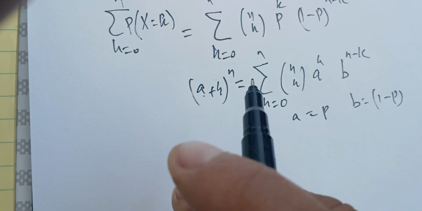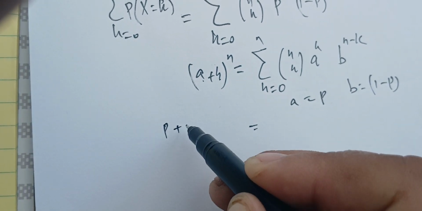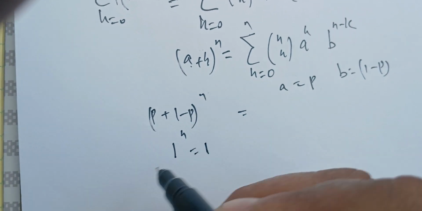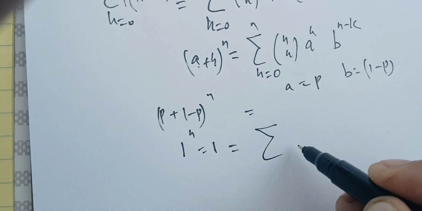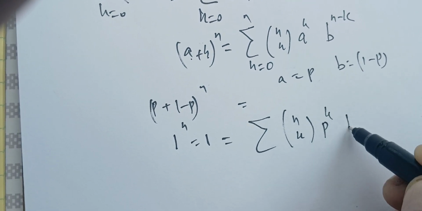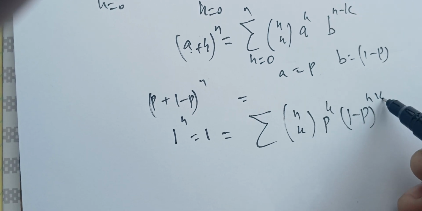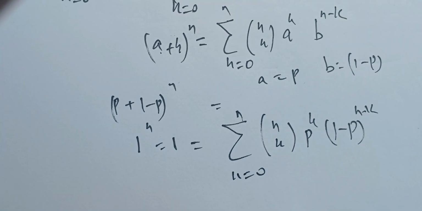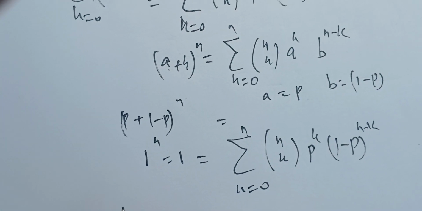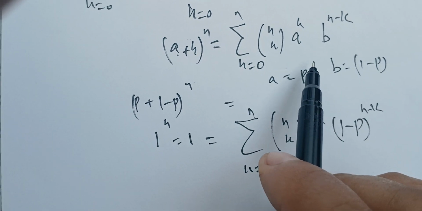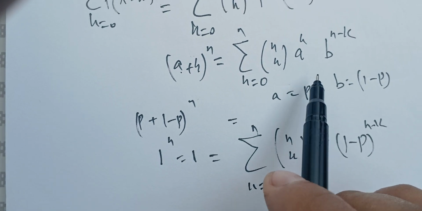Now on the left side we have p plus 1 minus p to the power n, which is 1 to the power n, which is 1. And therefore we have our result that we need. It's very clear. The use of the binomial theorem is critical here. You can show this result very quickly.